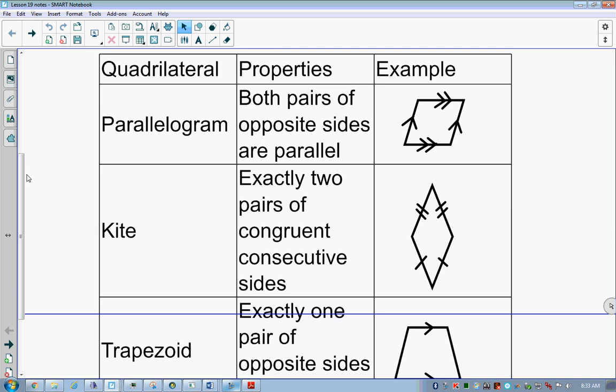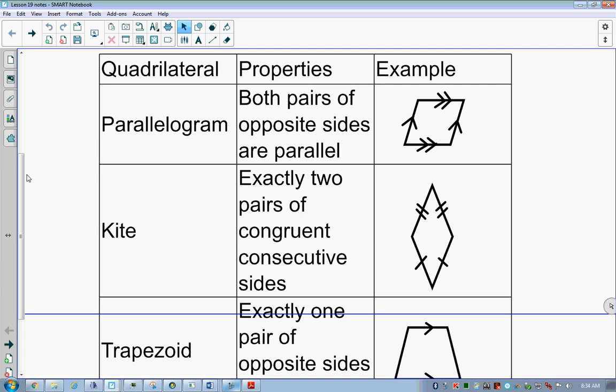First off, we have the parallelogram. It basically means I have two sets of opposite sides that are parallel to each other. Parallelograms hold several different categories that fall underneath the umbrella of parallelograms. So your rectangles, your squares, and your rhombuses all fall underneath parallelograms. You'll get future lessons that talk about parallelograms specifically. Today we're talking about them in general.